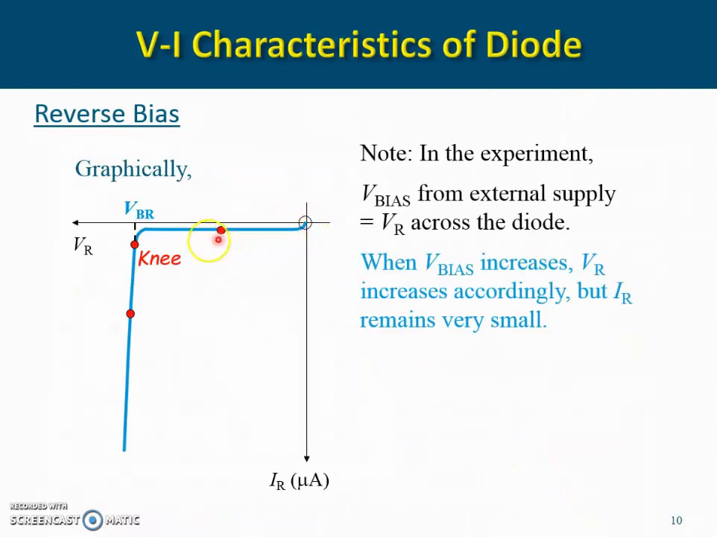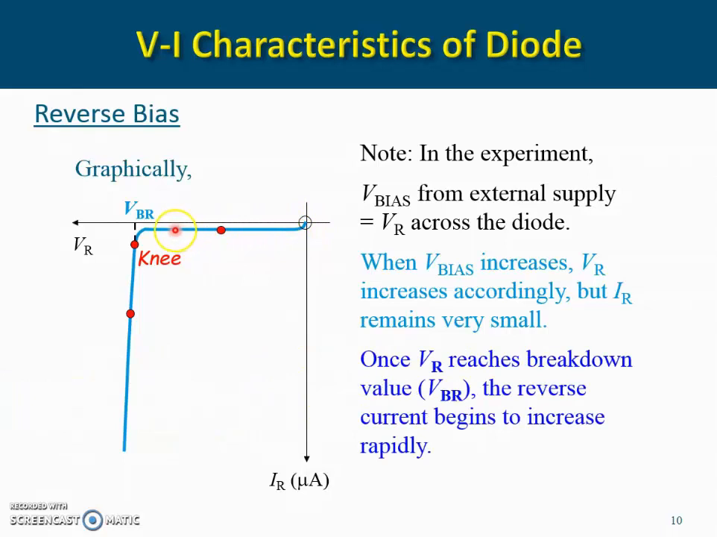This is a graph showing the VI characteristic curve of a reverse biased diode. Take note that we have said the V bias is the same as VR. When the V bias increases, the reverse biasing voltage of the external power supply increases, and the VR increases accordingly. But the reverse current is still very insignificant. The unit is microampere. Then we further increase the VR to beyond the value of the breakdown voltage. Then the reverse current can increase significantly.